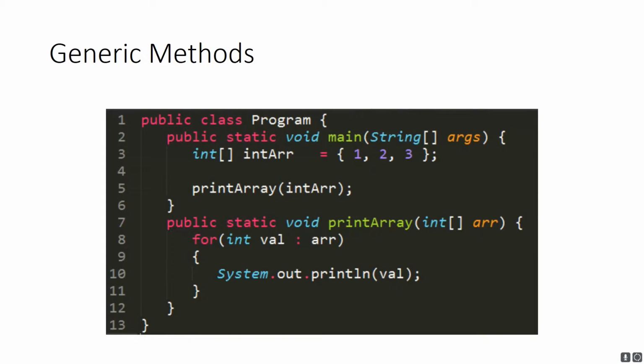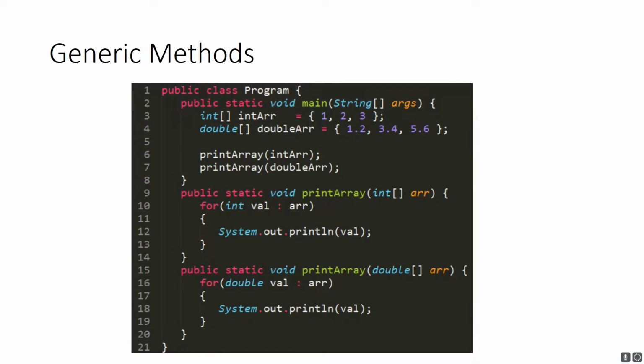But what happens when we also want to do this for doubles? The way that we know so far is to overload the method, write another one which takes a double, and goes through the collection of doubles. Notice that the only difference between this and this is that the top one has int, this one has double. Besides that, everything is exactly the same. So now the integers call this one and the doubles call this one.